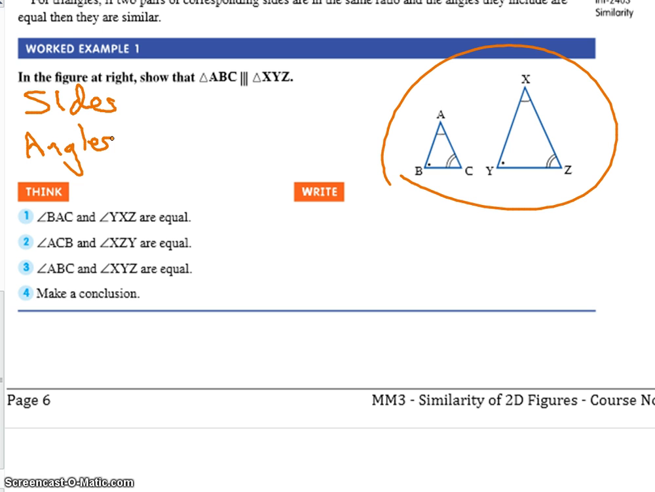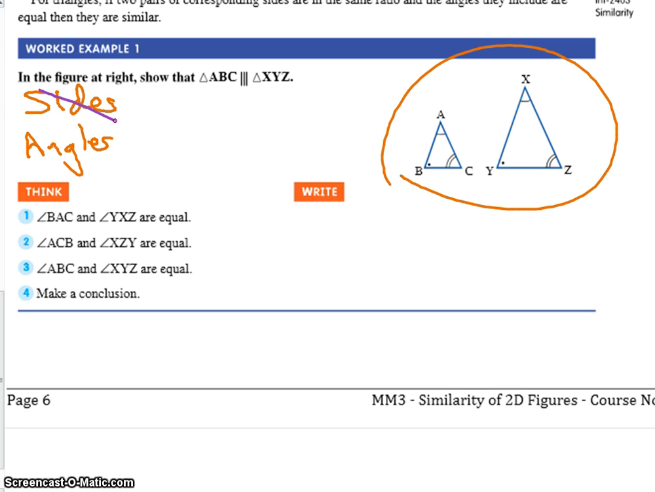Do we have any symbols on there saying that the sides are the same or in ratio? Is there any way we can work out if they're in the same ratio? The sides? No? Have we got any measurements on the sides? No. Is there anything to help us with the sides at all? No. Right, so you're not going to do it that way. Angles. Okay, so we're going to do the angles.